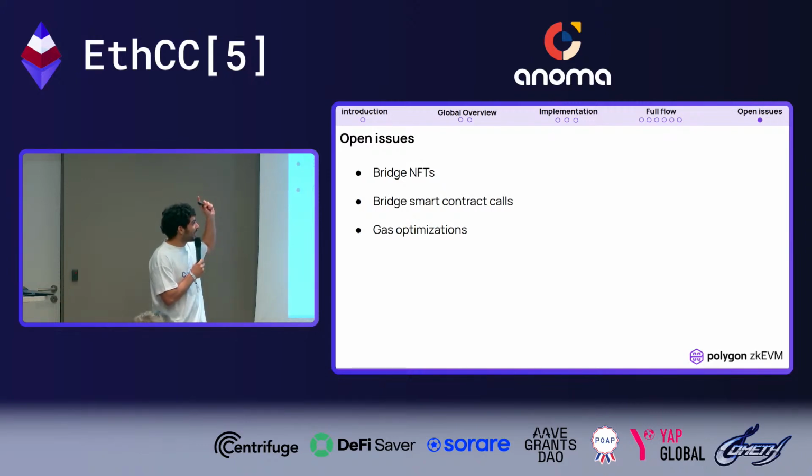There are open issues like bridging NFTs. We have more or less the approach. We have the metadata field in order to bridge the metadata of NFTs, but it's not done yet, though we know more or less how to do it. Also, one thing that we are considering is bridging smart contract calls, like arbitrary smart contract calls. This could be done, but it's a little bit trickier. And in the end, we'll want to optimize the gas, and pretty much that's it.